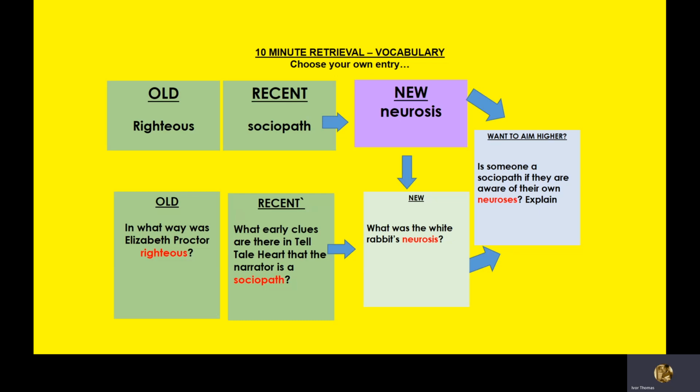womanly discipline, if you like. What's a sociopath then? Remember from last lesson, a sociopath is someone who exhibits antisocial thoughts or antisocial behavior. And what early clues are there in The Tell-Tale Heart? That the narrator, not the author, it's important to separate the narrator from the author. And the narrator is the person telling the story. The narrator is a sociopath.